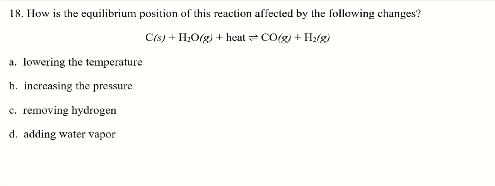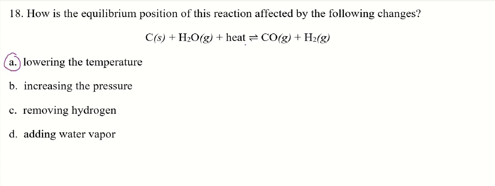All right, Le Chatelier's principle states that when a change is applied to a system, or stress is added to a system that is in equilibrium, like this one right here, the system will try to shift the equilibrium to undo that stress or relieve that change or stress. All right, so in part A, what happens if we lower the temperature?